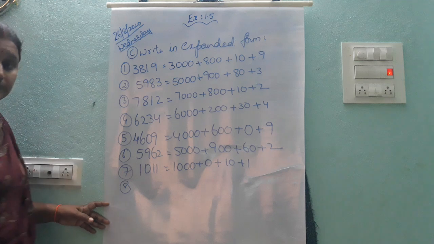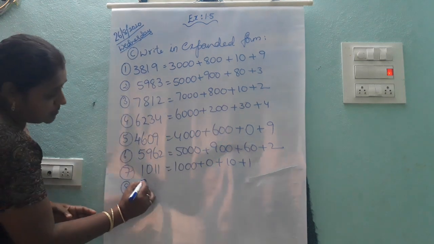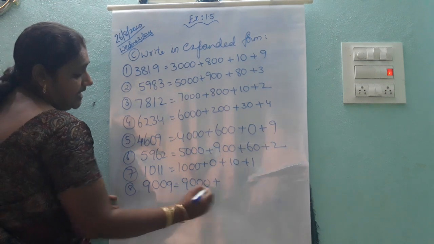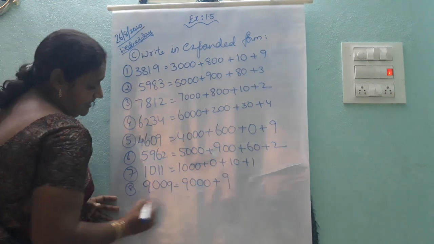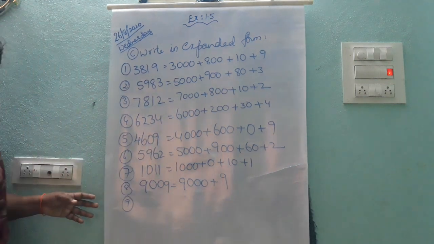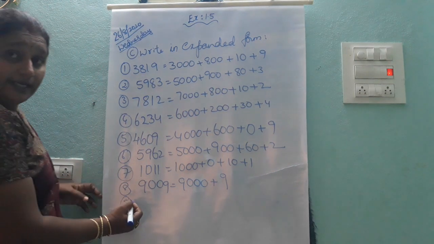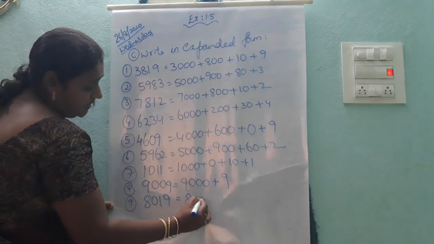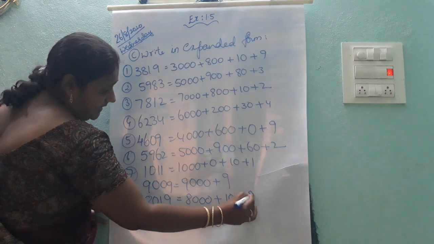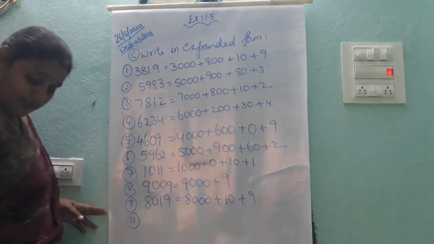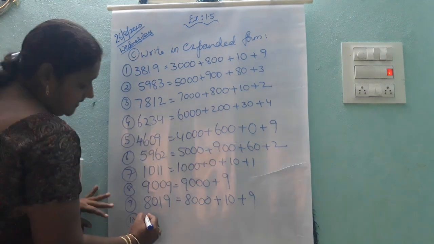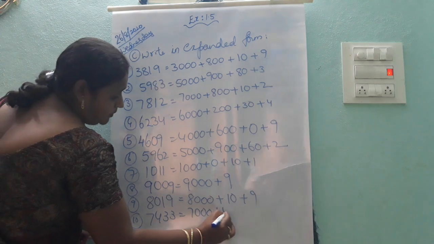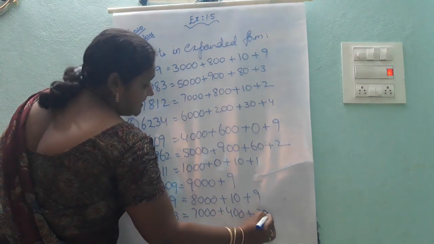Eighth one: 9009. So 9 thousands, not given at the hundreds and tens places, 9. Ninth one: 8019. 8 thousands plus 10 plus 9. Tenth one, last one in expanded notation: 7433. 7 thousands plus 400 plus 30 plus 3.